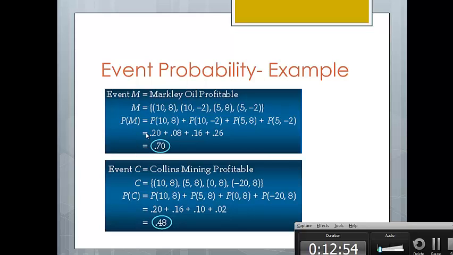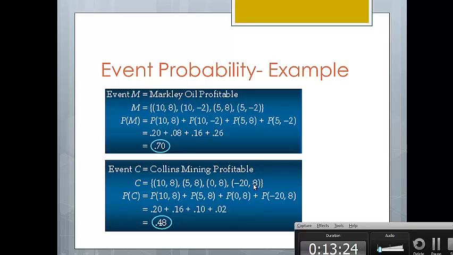So that has a probability of 70% that Markley Oil was going to be profitable. Now, what is the probability that Collins Mining is profitable? That would be any events or occurrences where we have a positive number in that second term that we see here, irrespective of whether or not there is a positive event for Markley Oil. So here we have 10, 8, 8, 5, 8, 0, 8, and then negative 28.